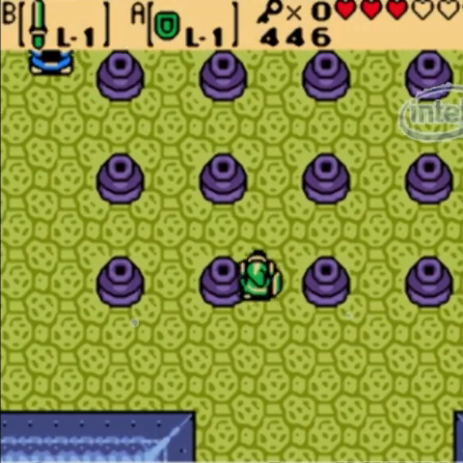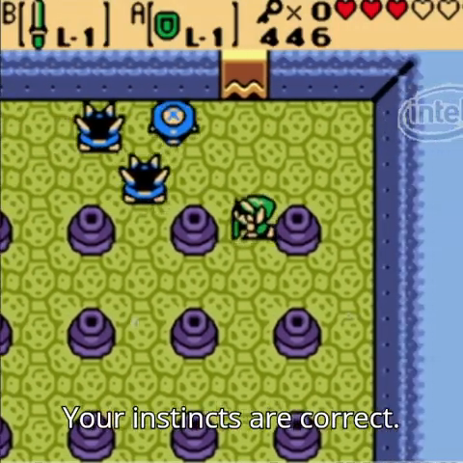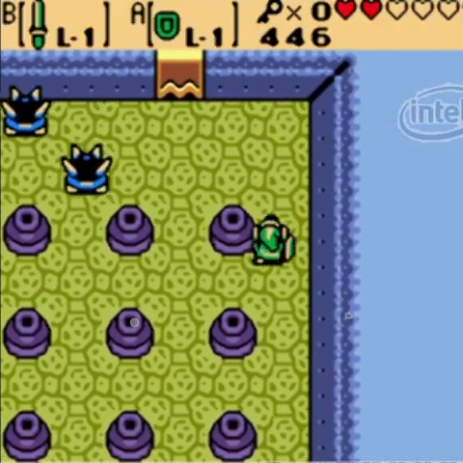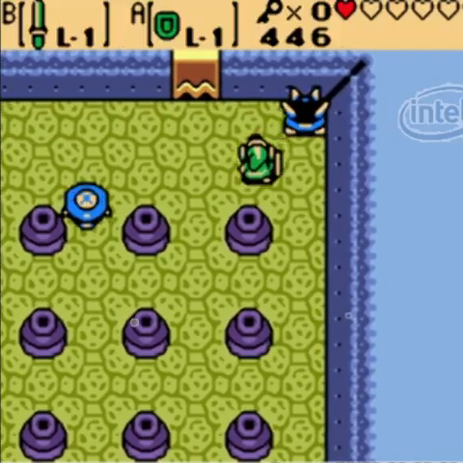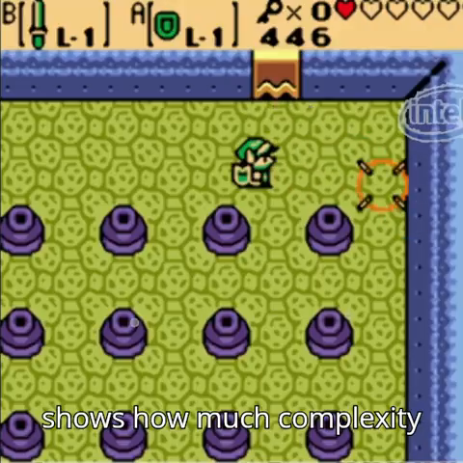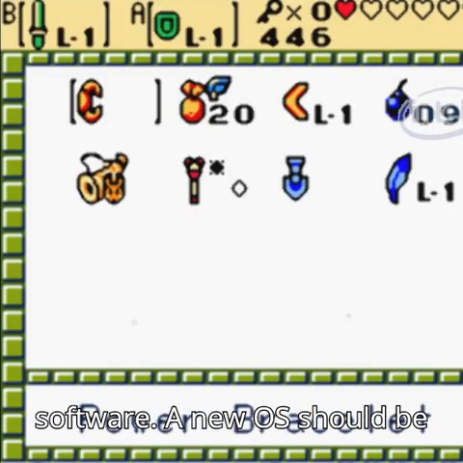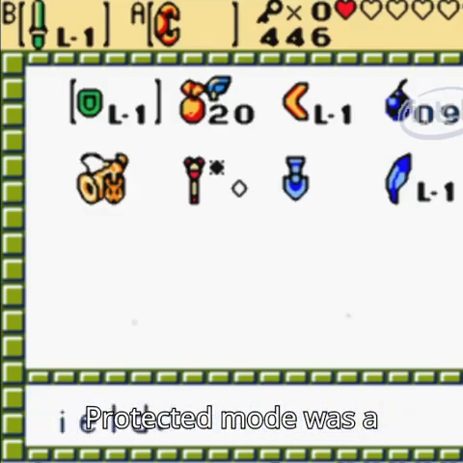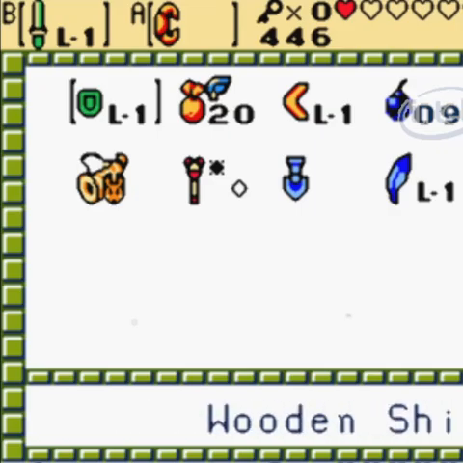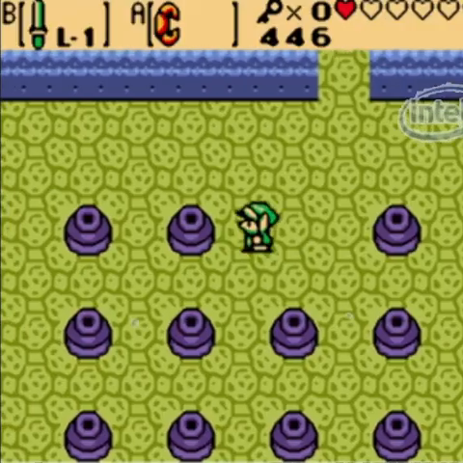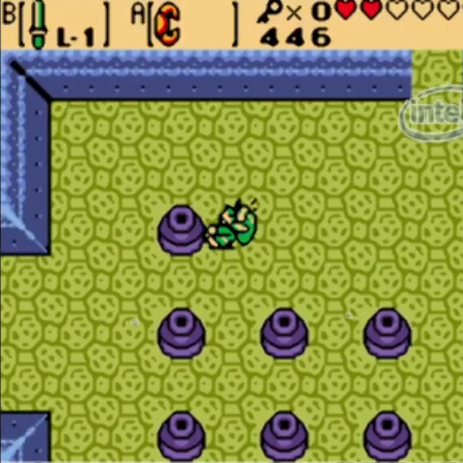Number 6, why this matters for your Starfleet OS vision. Your instincts are correct. Modern OS bloat is partly caused by legacy x86 constraints. RISC architectures allow a cleaner, safer, simpler system. Protected mode shows how much complexity exists to support old software. A new OS should be built on a clean ISA like RISC-V. Protected mode was a brilliant invention, but it's also a historic artifact from 40 years ago that shaped everything since. Your Starfleet OS should not inherit those shackles.